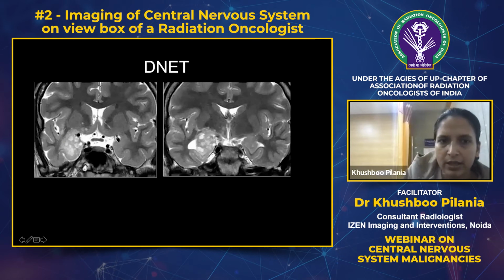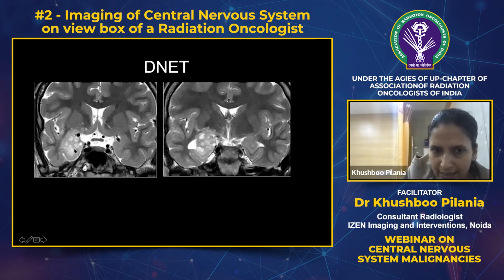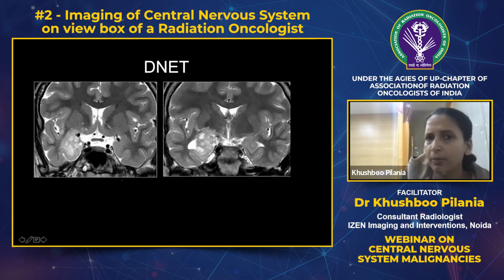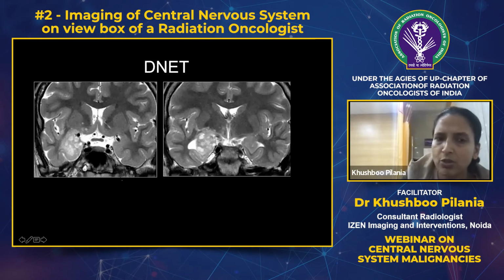So this is a very characteristic example of a dysembryoplastic neuroepithelial tumor. We see a lesion in the temporal lobe, these tiny cystic areas, the bubbly appearance. It is like a book picture. So if you look at such a lesion, you don't need any histopath diagnosis. You know you're dealing with a DNET. It does not enhance.